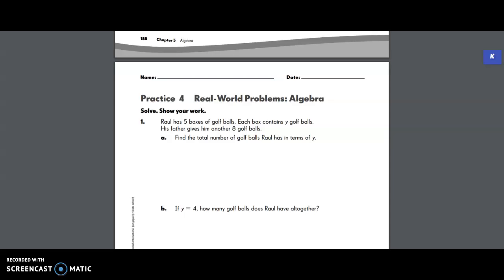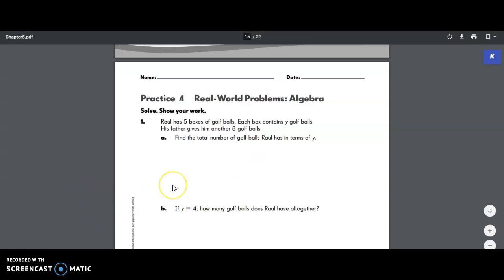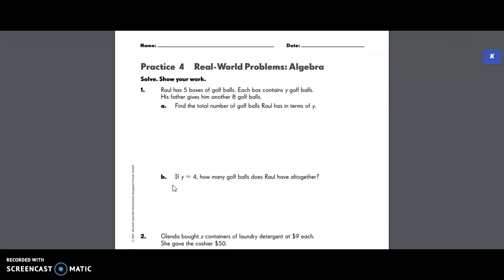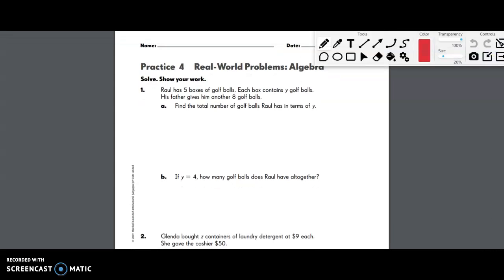Okay, these are not ones that you'll see, but these are just some practice ones. So Raul has 5 boxes of golf balls. Each box contains Y golf balls. His father gives him another 8 golf balls. Find the total number of golf balls Raul has in terms of Y. In terms of Y simply means there's going to be a Y in my answer.